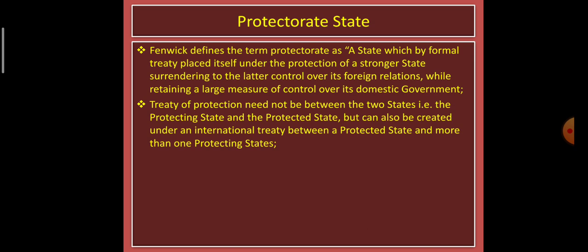A treaty of protection need not be between just two states, that is the protecting state and the protected state, but it can also be created under an international treaty between a protected state and more than one protecting state. That is, a protected state can have a treaty with more than one stronger state to protect it.